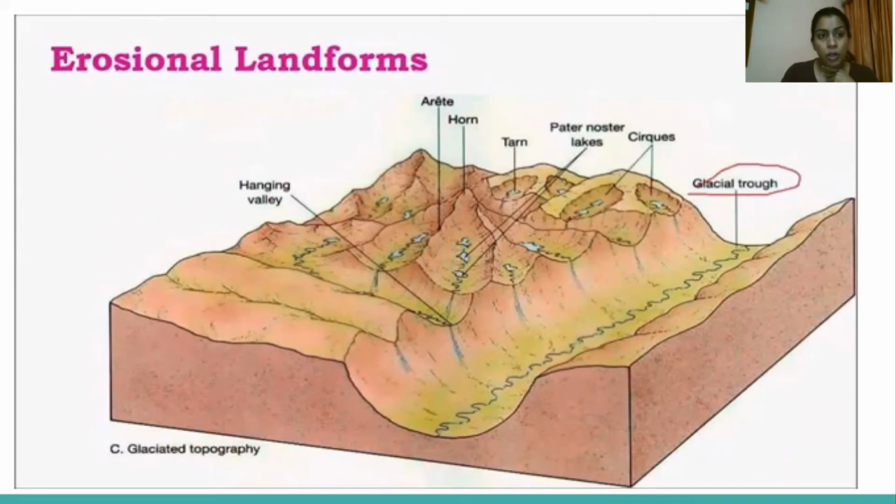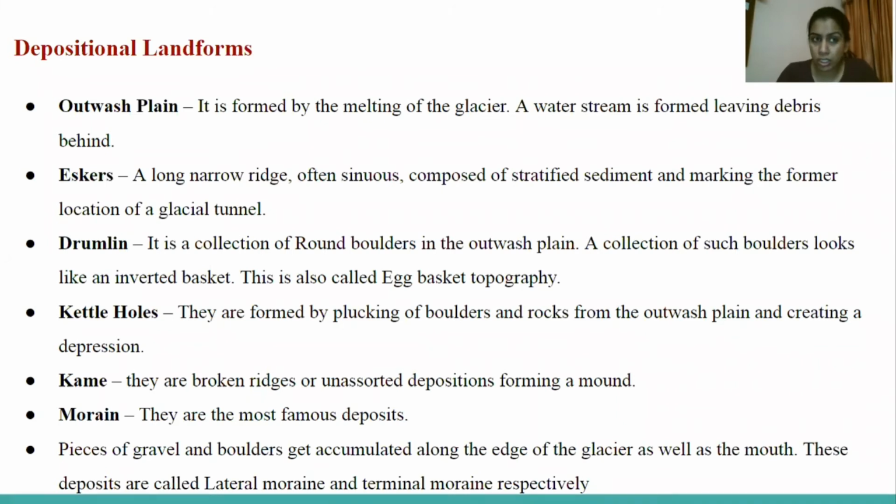Let's move on. These were the erosional. Now we are going to study about depositional landforms. The first one is outwash plain. So it is formed by the melting of a glacier. तो water stream is formed leaving debris behind, तो उससे outwash plain बन जाता है. So Escarres is a long narrow bridge composed of stratified sediment and marking the former location of a glacial tunnel.